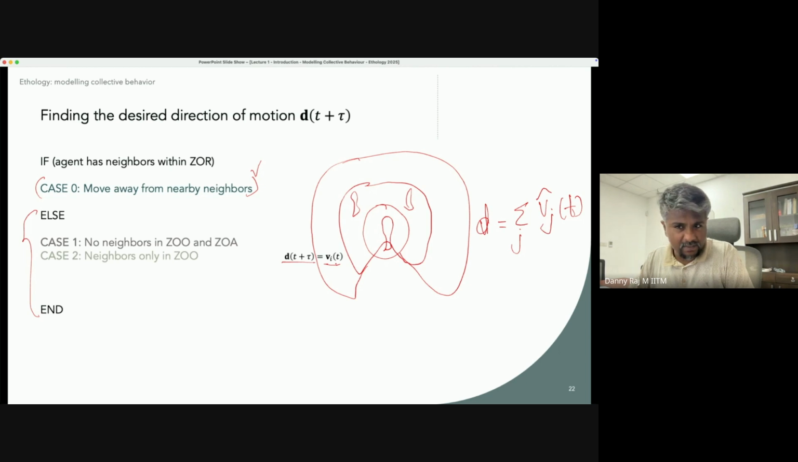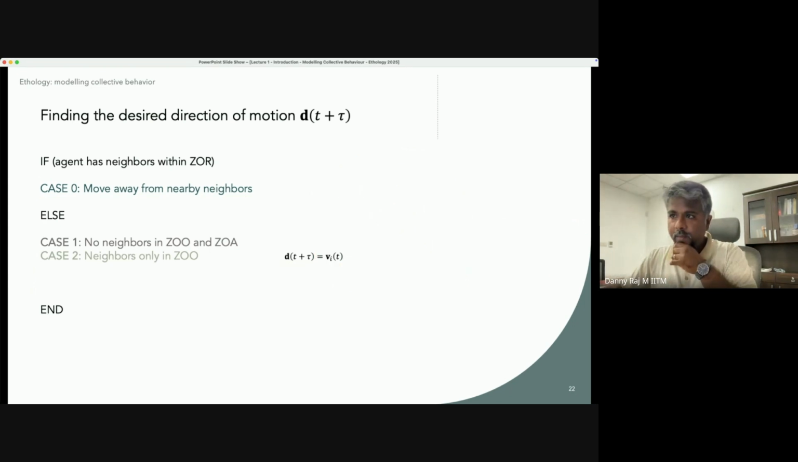Does that make sense? So V is telling you how they are oriented. In fact, it should be V divided by the magnitude. You only want the direction. So there are all these guys within the zone of orientation. They're all pointing in some direction of which they are going. This guy aligns with the net movement of the group. All right. So that's what happens when there are neighbors only in the zone of orientation.